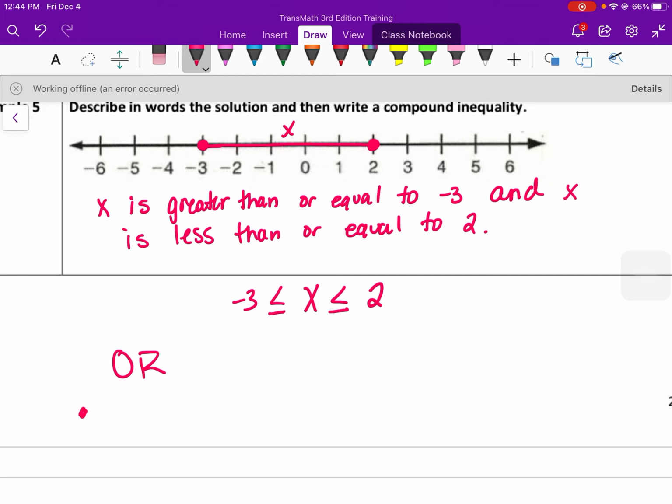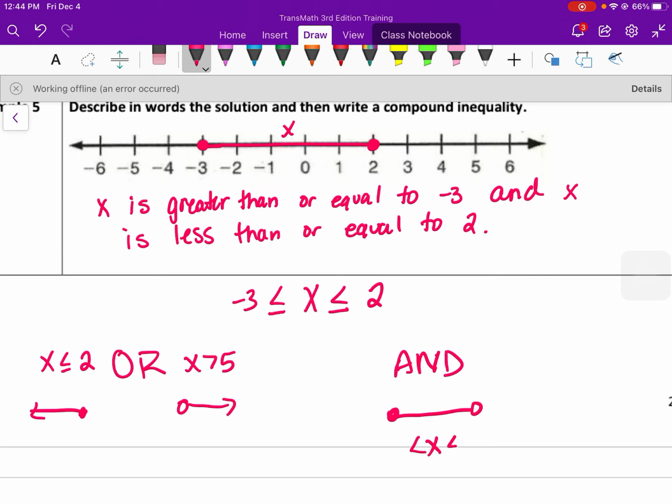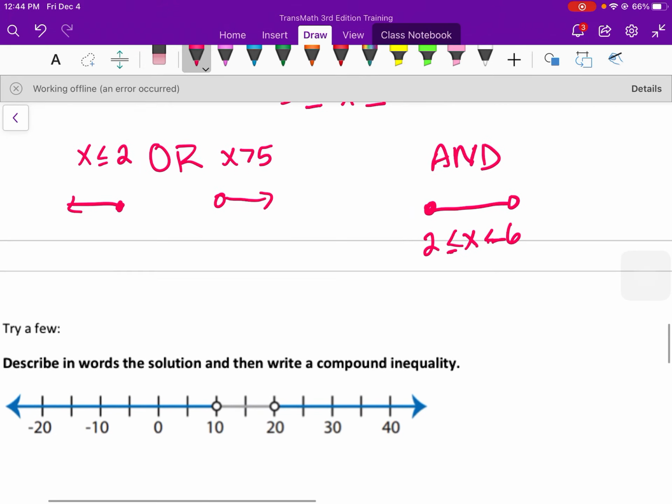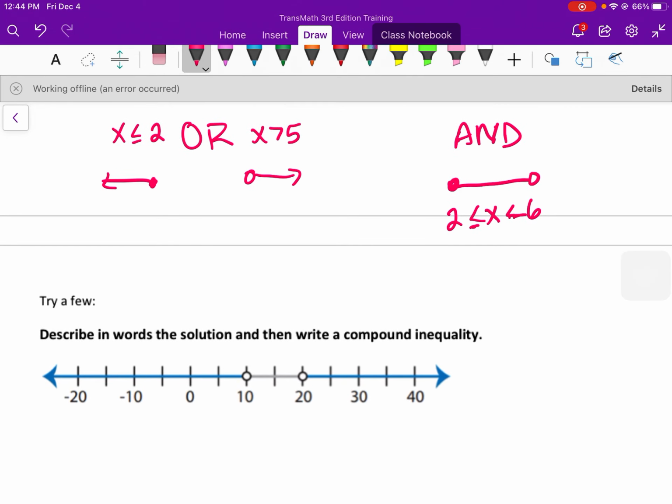So just one more recap. Or goes separate ways on the graph. So like x is less than or equal to 2 or x is greater than 5. And then the and problems go between two values, like x is between 2 and 6, and it's equal to 2 but not equal to 6. So those are some examples of quick and or. So try a few on your own.